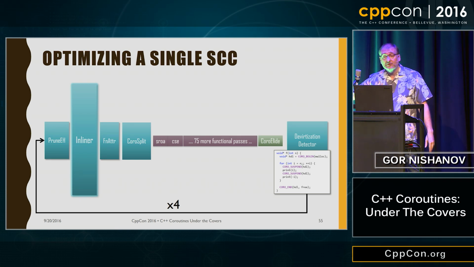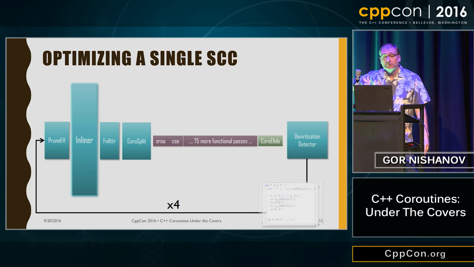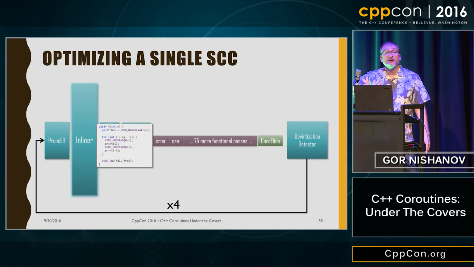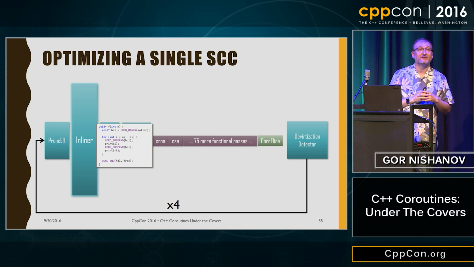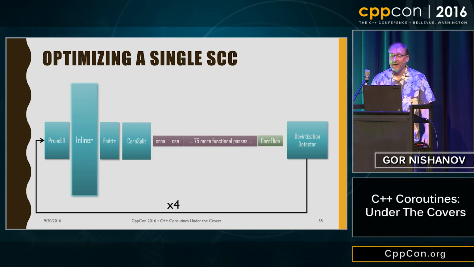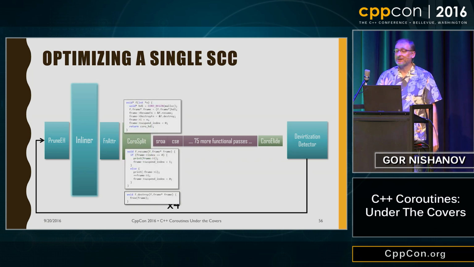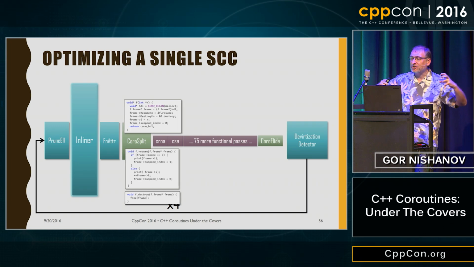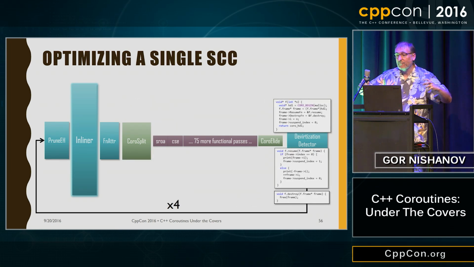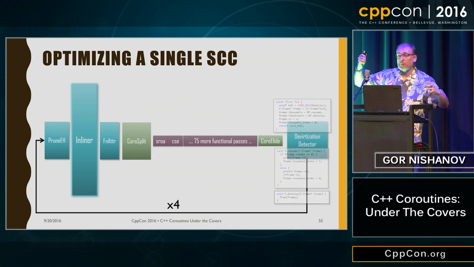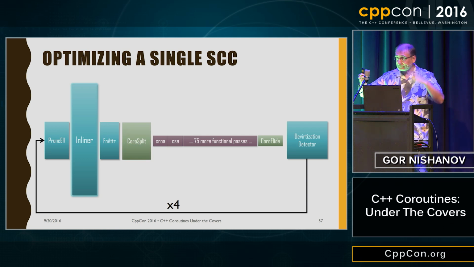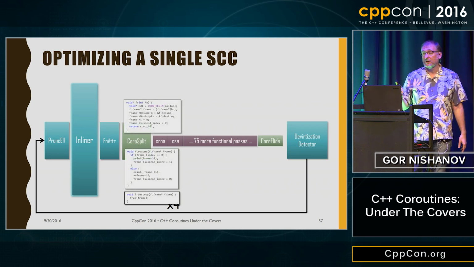Once it finishes at the end, we will trigger the restart. And it comes back to our Coro split. That's when we actually go and split the coroutine. So it'll turn into, well, 3 functions in this case. Now, they all keep shrinking, and we proceed to optimizing the caller of the coroutine.